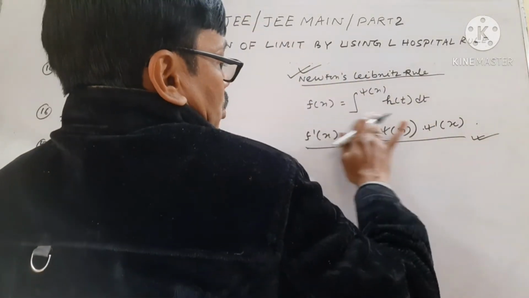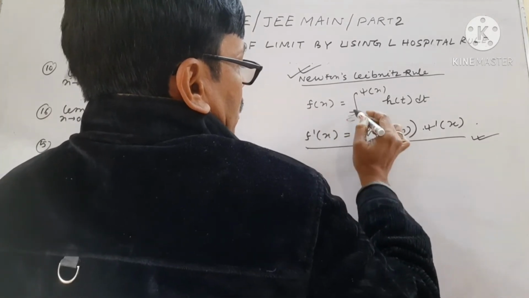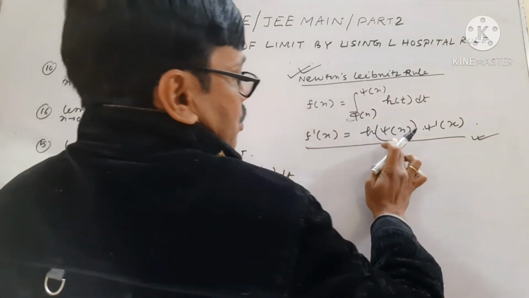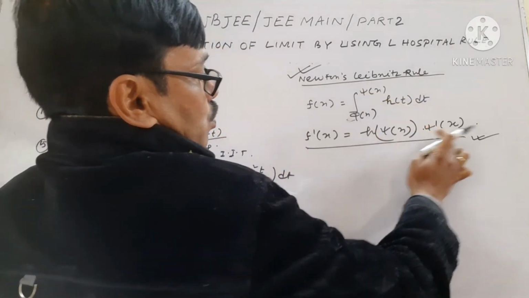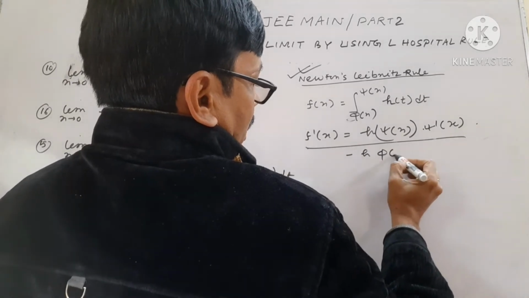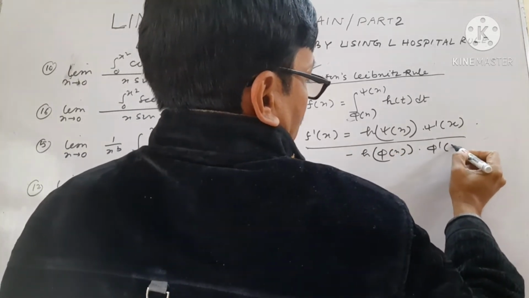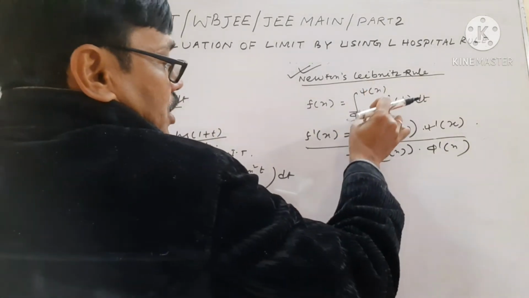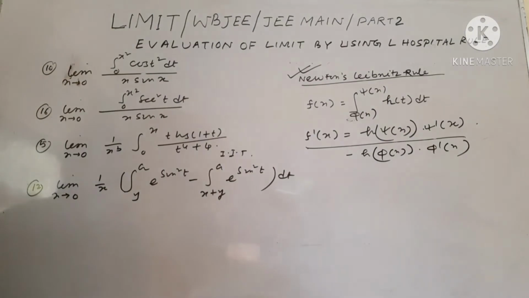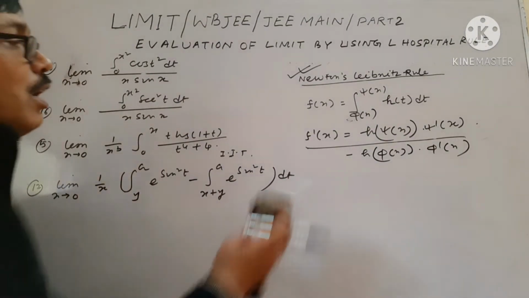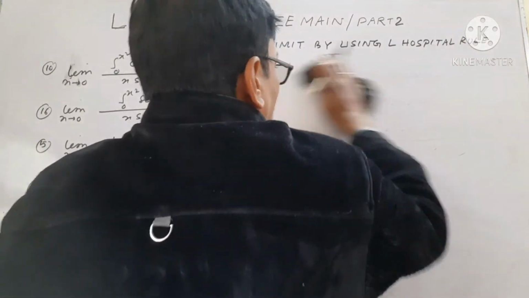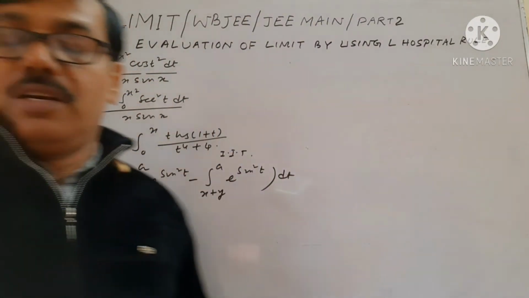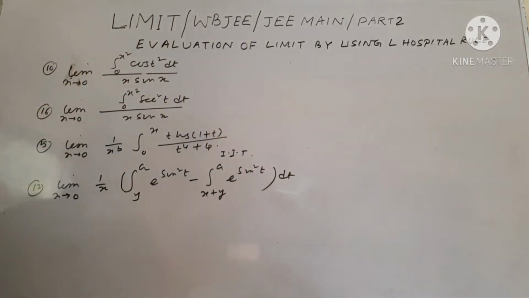There is a second part also. Suppose the limits are phi(x) to psi(x), then f dash x is h of psi(x) into psi dash x minus h of phi(x) into phi dash x, that is, t replaced by the lower limit times the derivative of the lower limit. But if the lower limit is constant, there is no need of this part. So this is our working tool. You may consult my earlier videos regarding Leibniz rule of differentiation under integral sign.